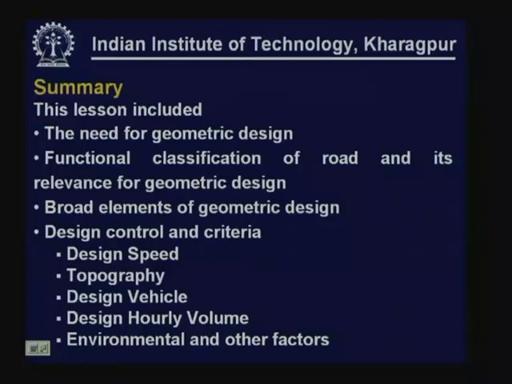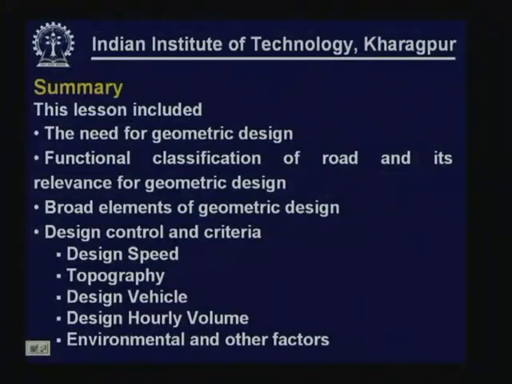We have talked about the broad elements of geometric design, starting from cross section elements, sight distance considerations, horizontal alignment details, vertical alignment details, and intersections. So, these are the broad elements we have identified. We have talked about the design control and criteria. Under that, we have basically talked about five major aspects: design speed, topography, design vehicle, design hourly volume, and also environmental and other features.